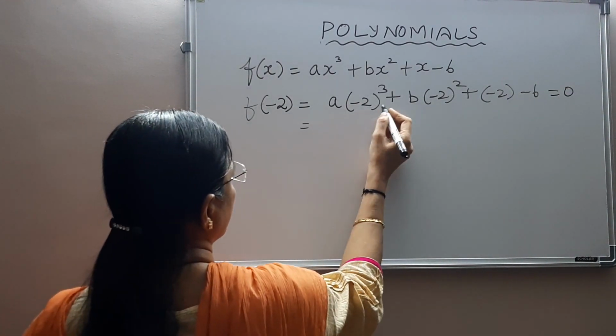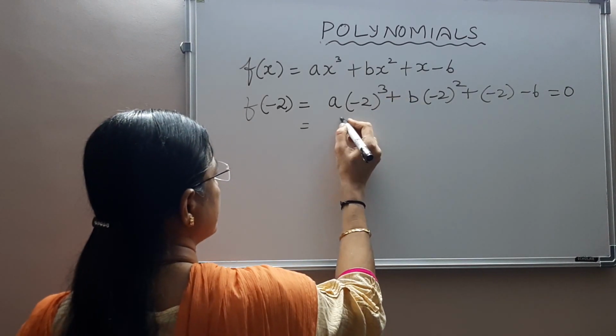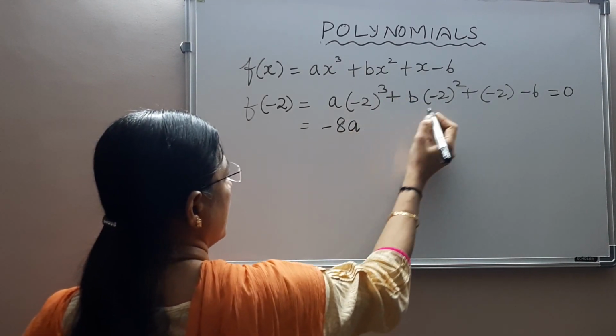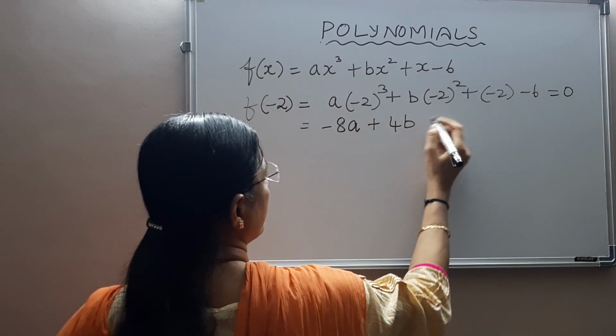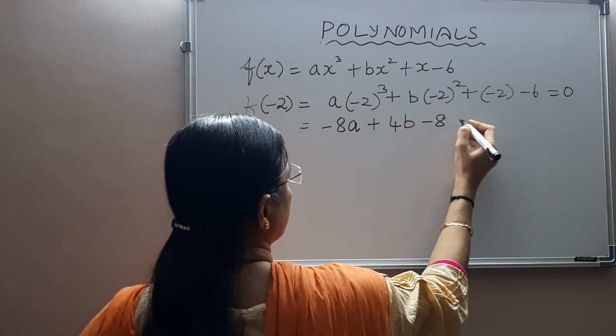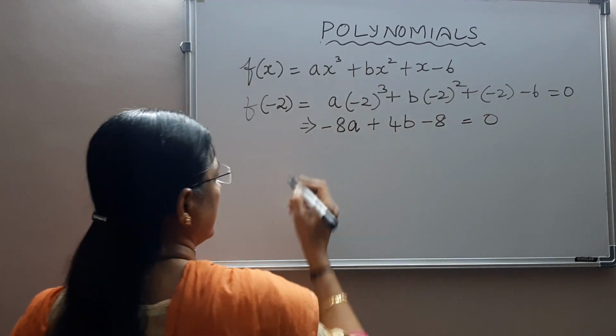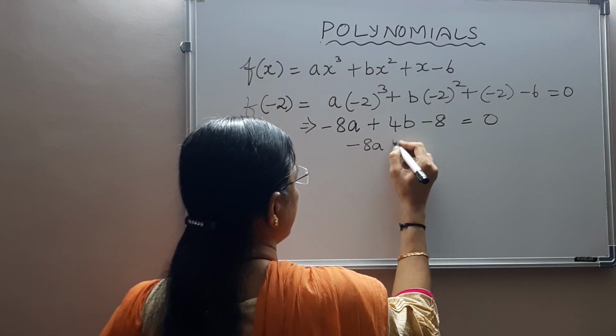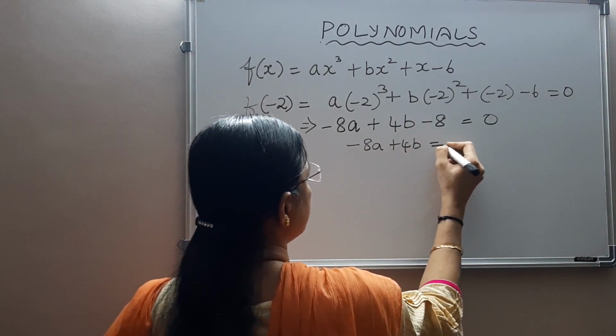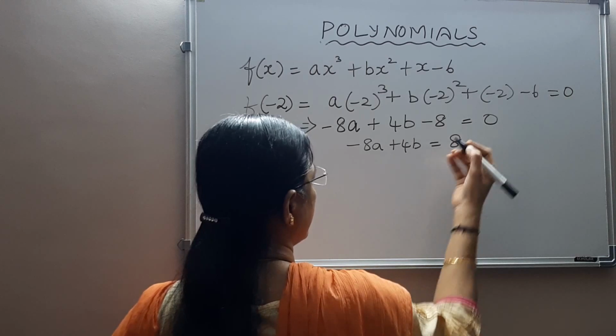Now this is equal to, I am doing it directly, minus 2 cube is minus 8. So minus 8a, minus 2 the whole squared is 4. So plus 4b, minus 2 minus 6 becomes minus 8, and that should be equated to 0. Now minus 8a plus 4b is equal to, bring this minus 8 to this side, this becomes 8.